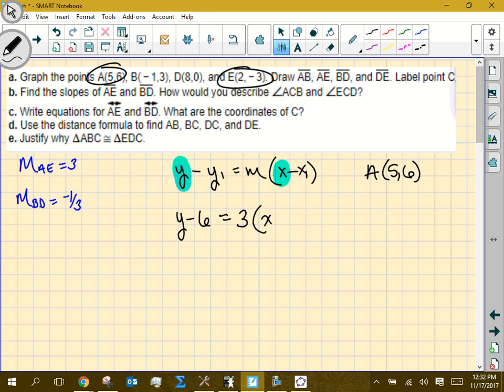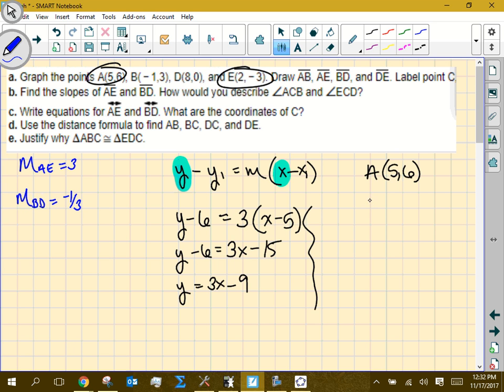x is always x. And then x1 is the x coordinate that came from the point that I chose, so 5. At this stage, all you do is solve for y. So I get y minus 6, do a little distributing here, 3x minus 15. Add 6 to both sides. I get 3x minus 9. Okay?